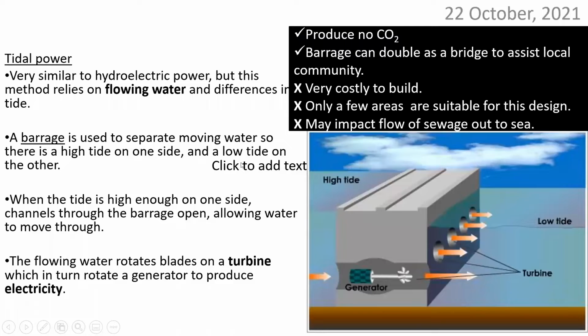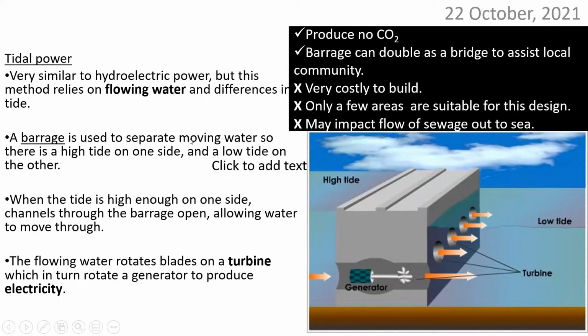We can use the tide for tidal power. It's very similar to electrical power, but it relies on flowing water. If you look here, it's got a tidal barrage. It's actually on the Thames in the UK. The tide goes in and out every day, and you have a generator inside attached to a coil of wire and a solenoid.